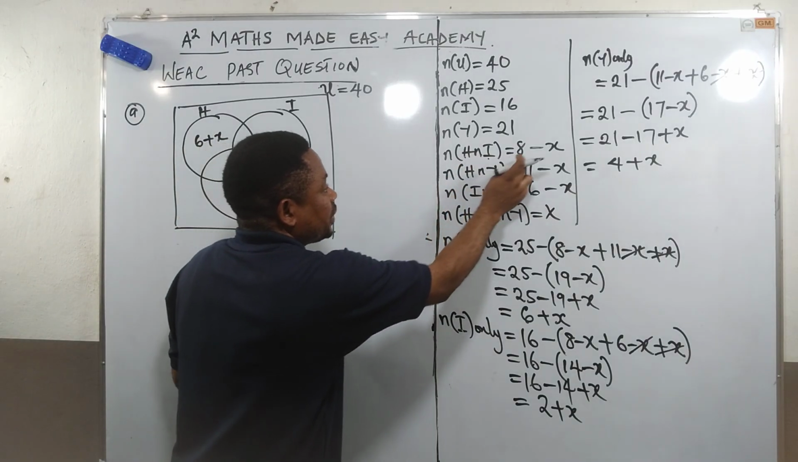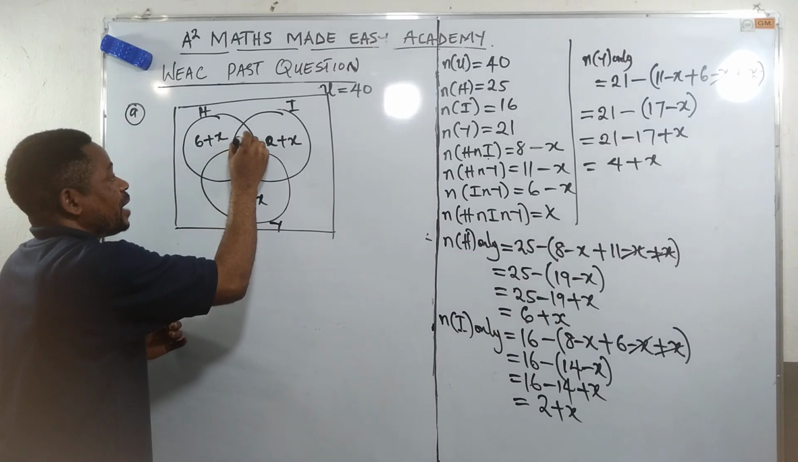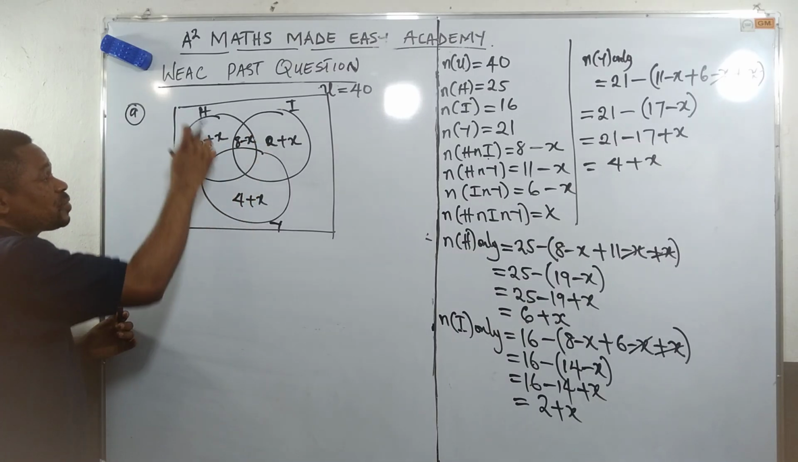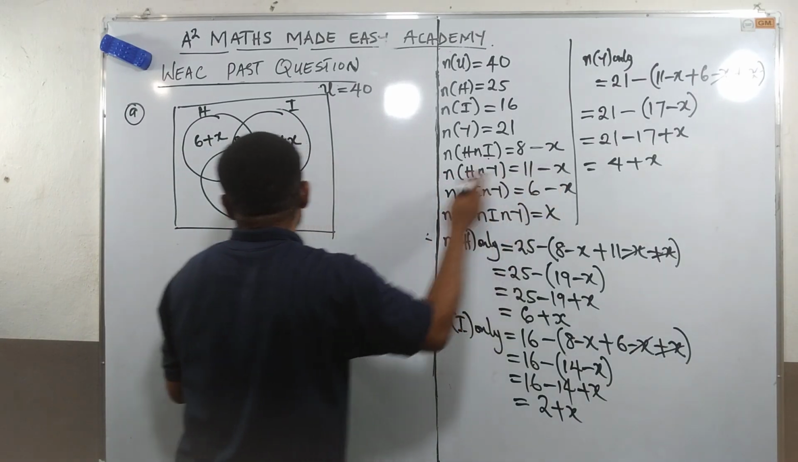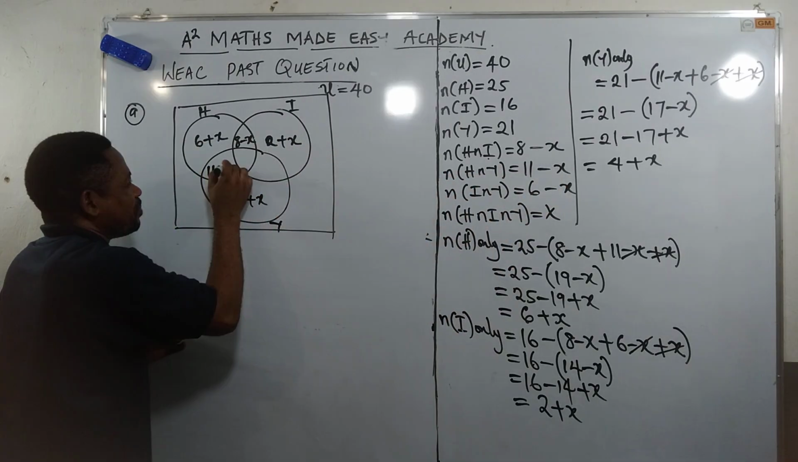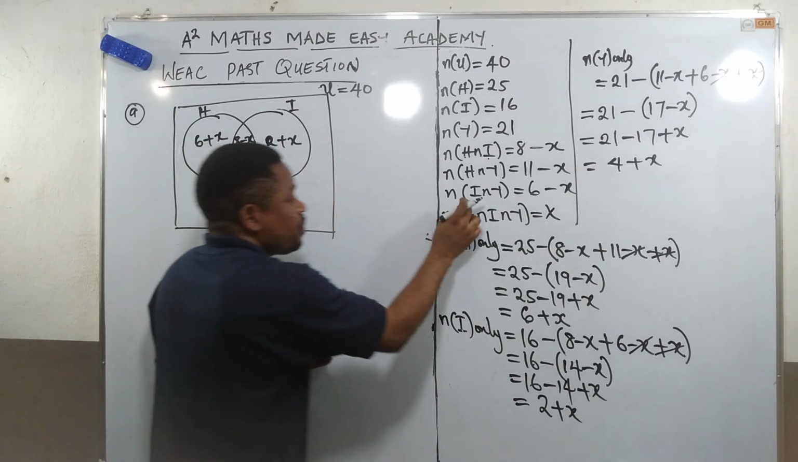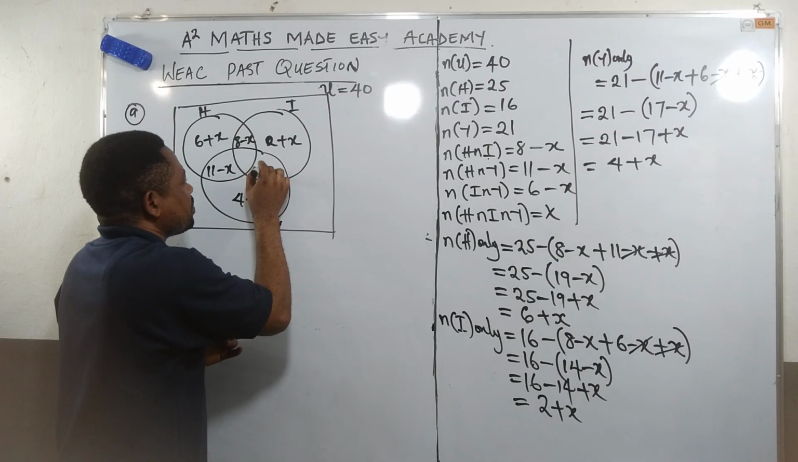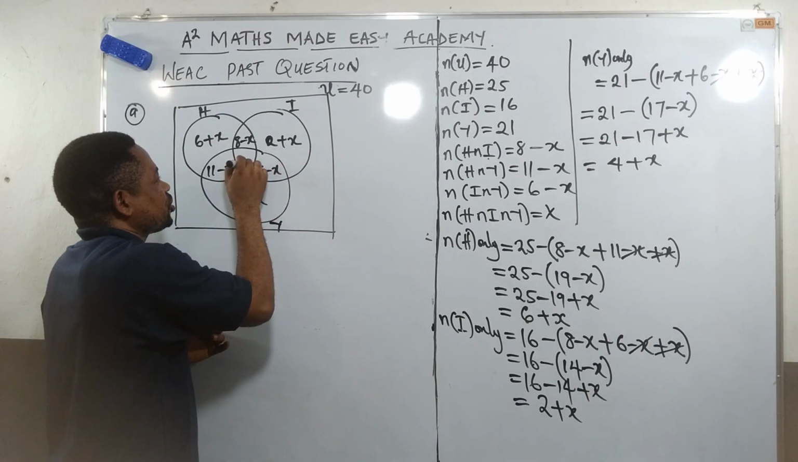Somebody talk to me. It is 8 minus what? X. I have here 8 minus X. The next one is Hausa and what? Yoruba. Hausa and Yoruba is what? 11 minus X. I will put here 11 minus X. The next one is Igbo and what? Yoruba. Igbo and Yoruba is what? 6 minus X. Finally is the intersection. What is the intersection? Which is X.